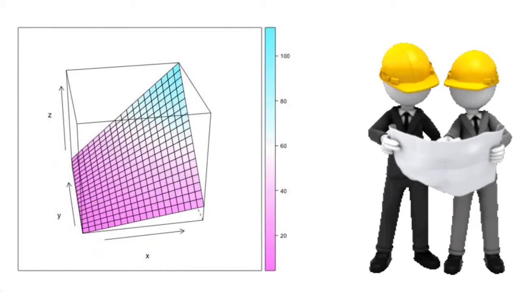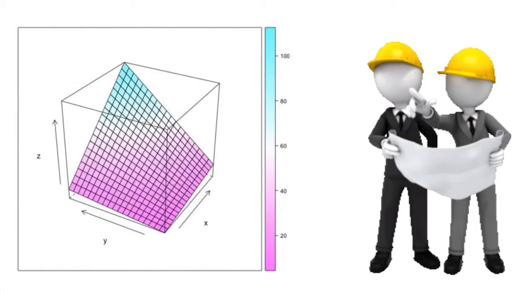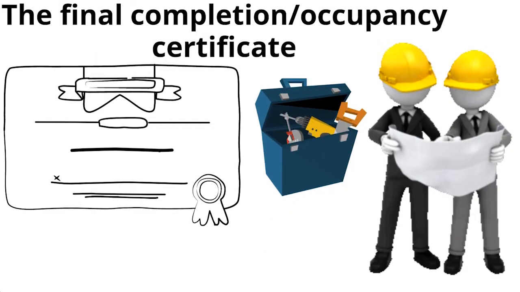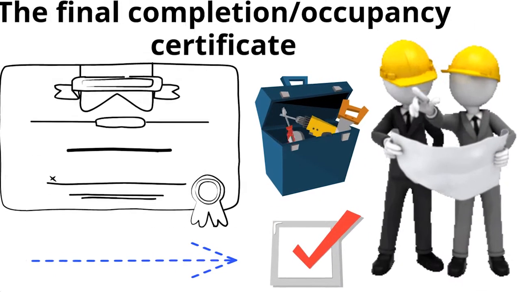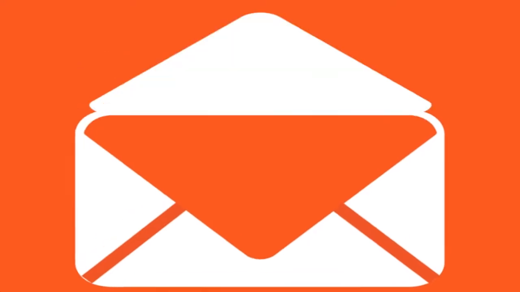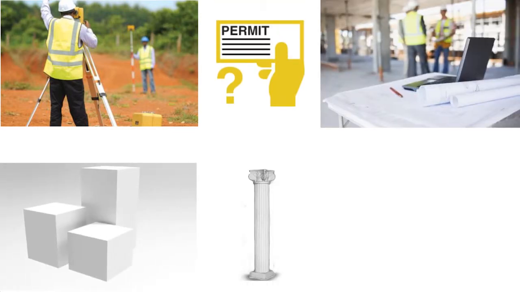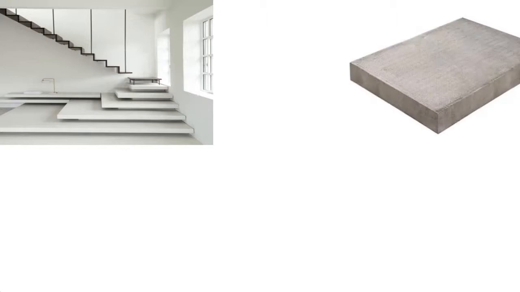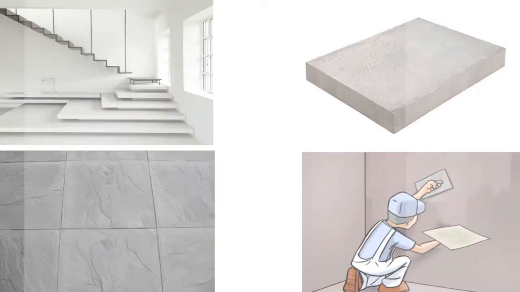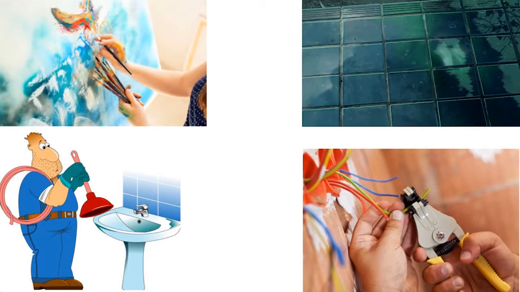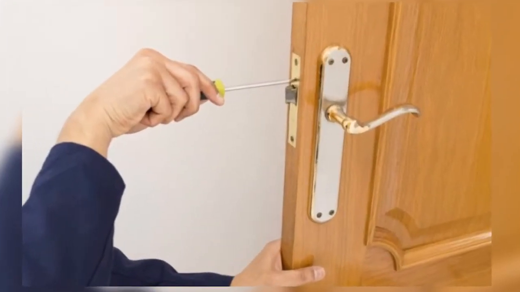This book comprises of every single step, starting from the knowledge needed for selecting a plot to the final completion or occupancy certificate. And in between, it consists of well-established details and process regarding land survey, planning, permits, foundation, plinth, columns, walls, staircases, slabs and beams, plastering, plumbing, wiring, painting, flooring, and fixing doors and windows.